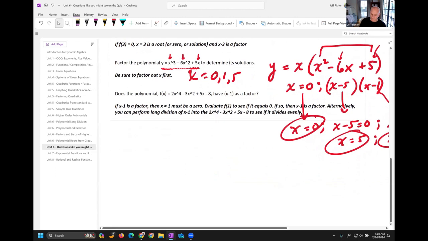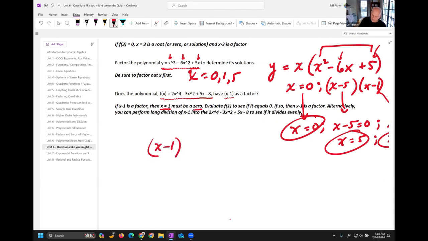Last question. Does the polynomial f of x equals 2x to the fourth minus 3x squared plus 5x minus 8 have x minus 1 as a factor? Well, if x minus 1 is a factor, then x equals 1 must be a zero. Remember, if x minus 1 is a factor, we set that equal to 0, and we get x equals 1 as a root or a solution, right?